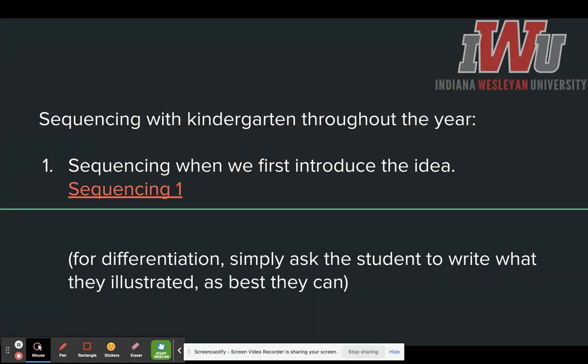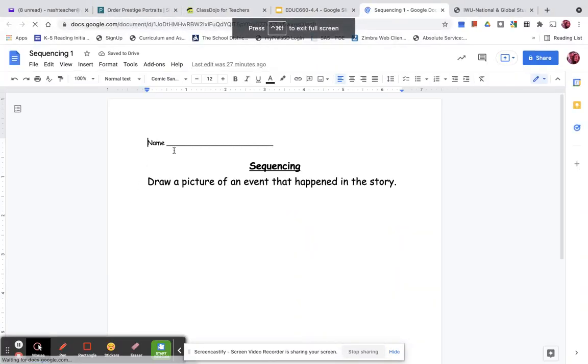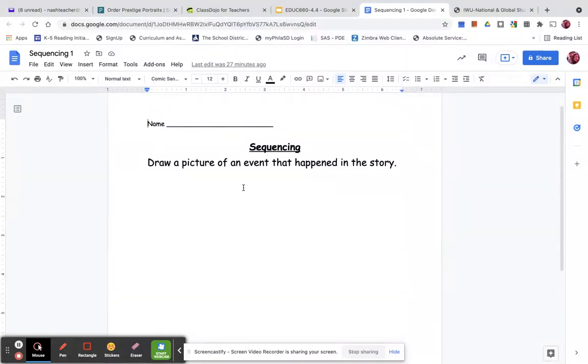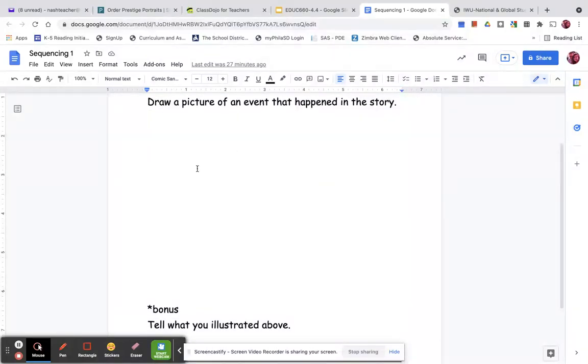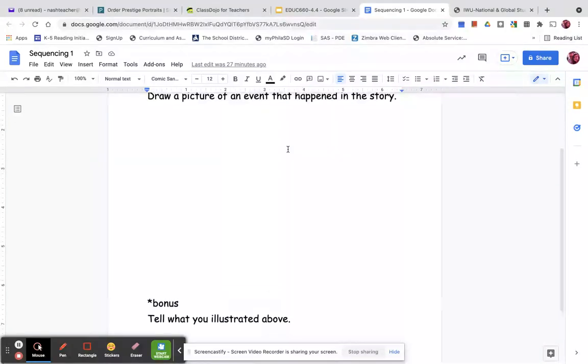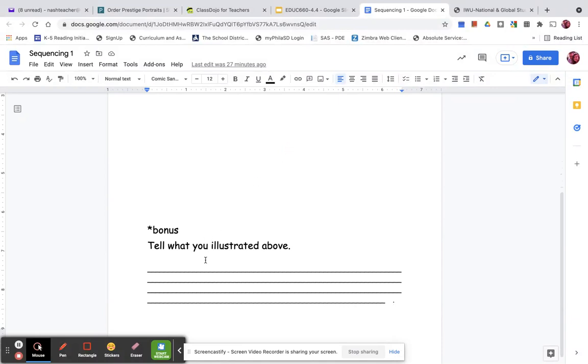And the first one would be when we first introduce the idea. For differentiation, we're simply going to ask the student to write what they have illustrated. So let me show you what I mean by that. Here's what we're looking at. Simple piece of paper, name, draw a picture of an event that happened in the story. They will simply draw a picture of something that they heard. They respond in the story. They'll put something, and we're basically just trying to make sure that they're paying attention. We're trying to make sure that they got that a book has some sort of meaning or some sort of message. And then for the students that are ready to start writing, we ask them to write what they illustrated.